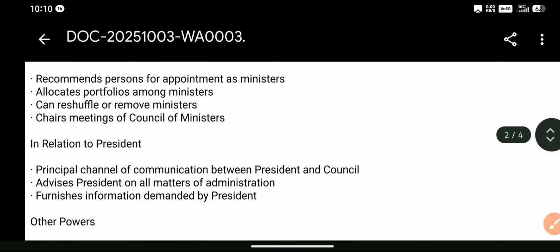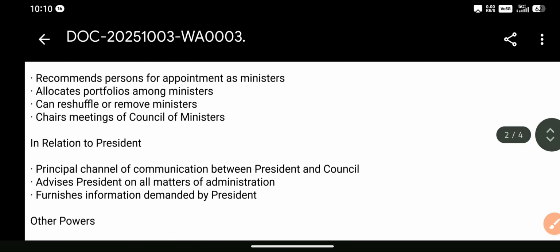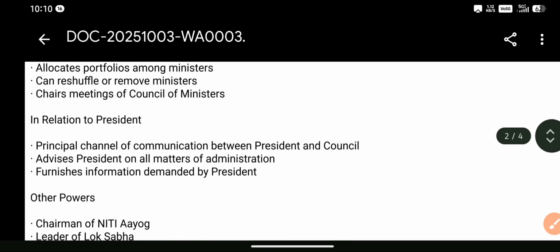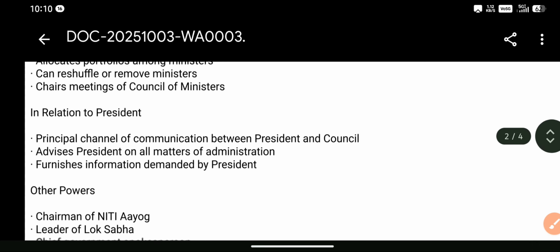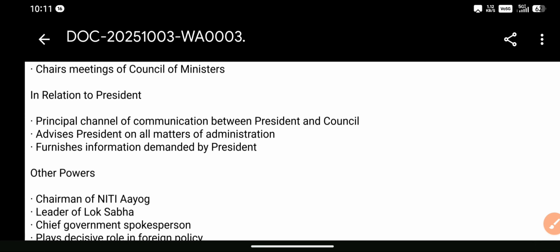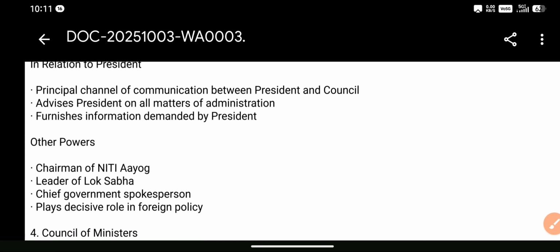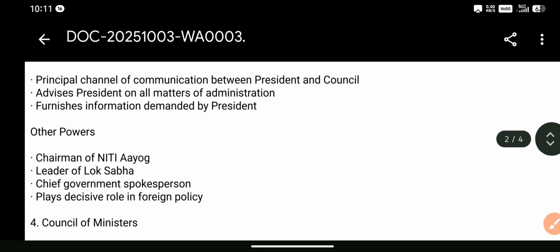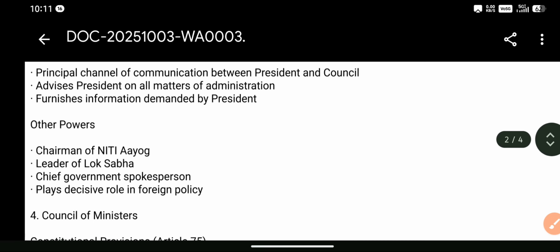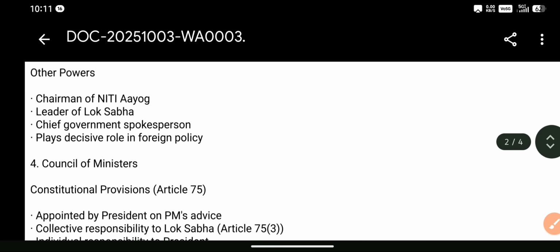In relation to President. Principal channel of communication between President and Council. Advises President on all matters of administration. Furnishes information demanded by President. Other powers. Chairman of Niti Aayog. Leader of Lok Sabha. Chief Government Spokesperson. Plays decisive role in foreign policy.